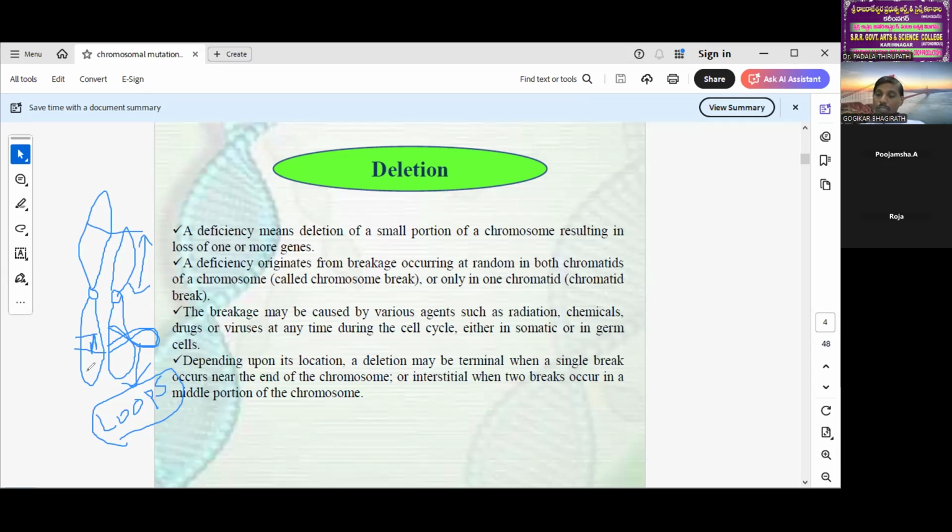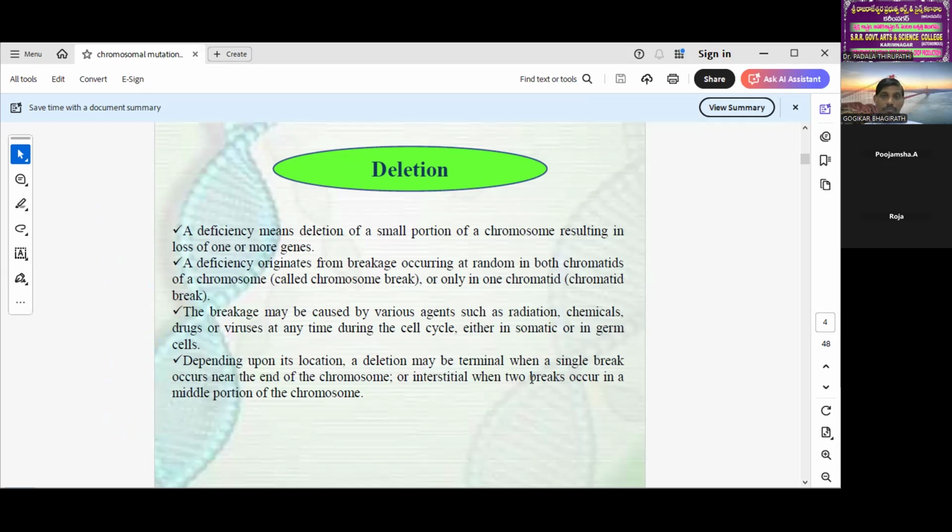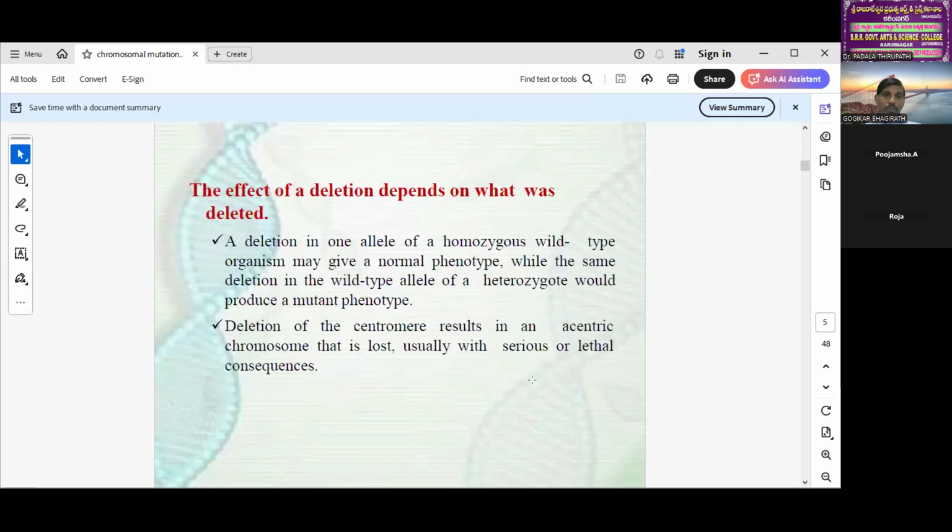These deleted parts of the chromatid or chromosomes we can study by cytological methods. The effect of a deletion depends on what was deleted. A homozygous wild type organism may give a normal phenotype, while the same deletion in the wild type allele of a heterozygote would produce a mutant phenotype.